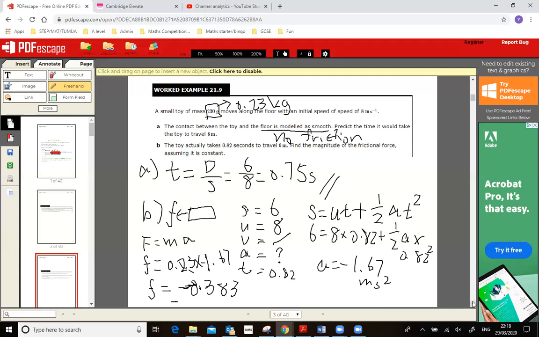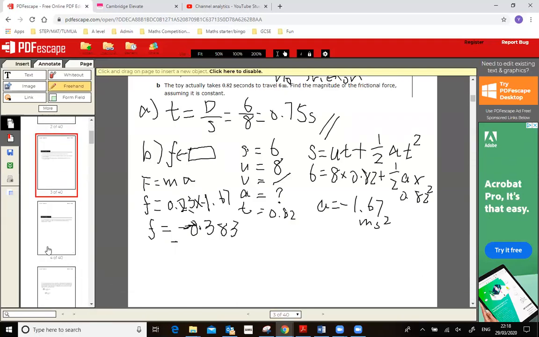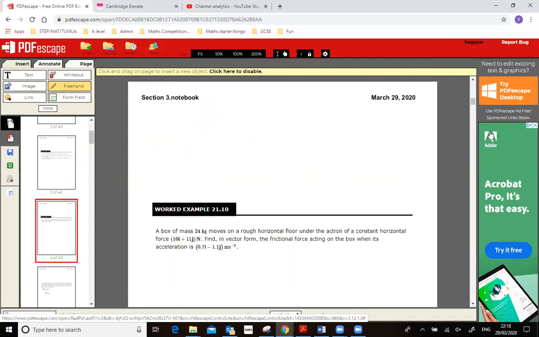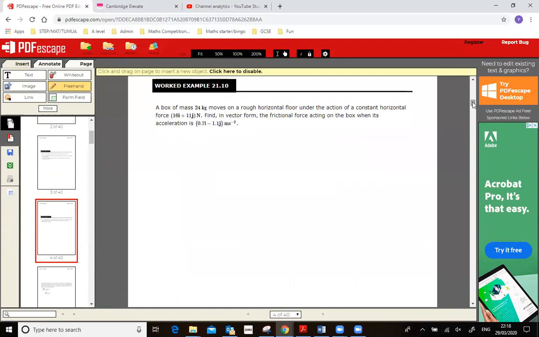Okay, so shall we have a look at the next example? So what do we have here? In this question, it says a box of mass 24 kg moves on a rough horizontal floor under the action of a constant horizontal force. And we can see here that force is given in vector form. Find in vector form the frictional force acting on the box when its acceleration is 0.7i minus 1.1j meter per second squared.